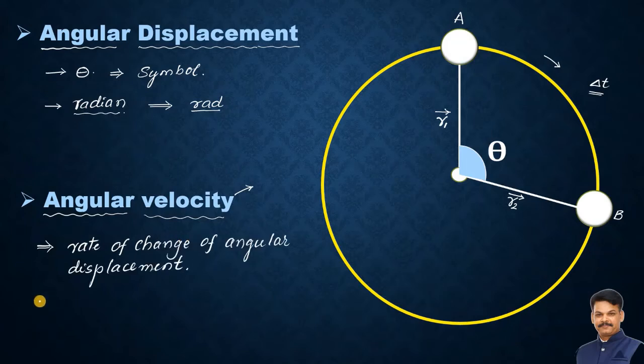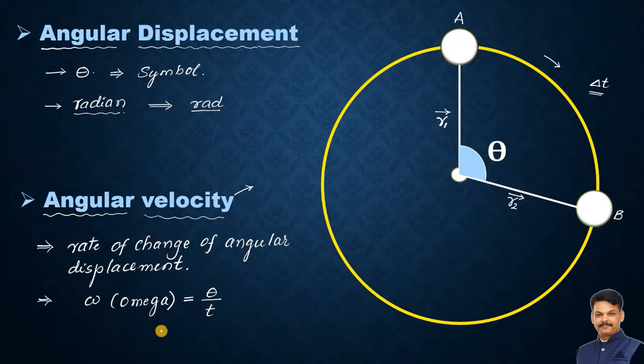So therefore, angular velocity is symbolically represented as omega. Its name is omega. Then how is this angular velocity written as an equation? It is written as theta divided by t. Omega is equal to theta divided by t. So theta represents the angular displacement and t is the time taken for that displacement. Hence, omega is equal to theta divided by t.